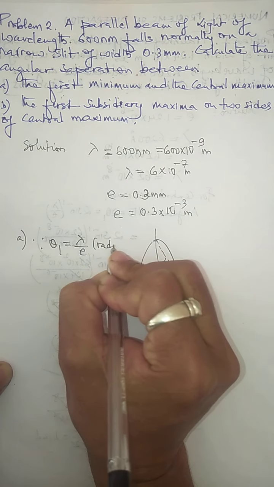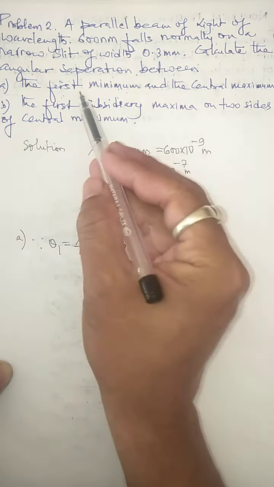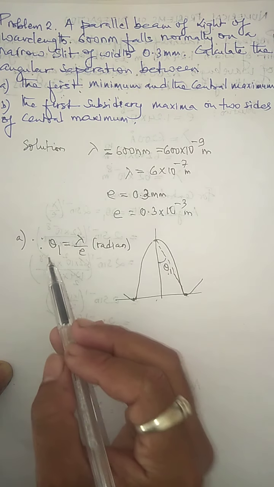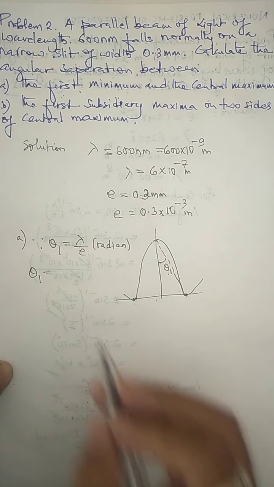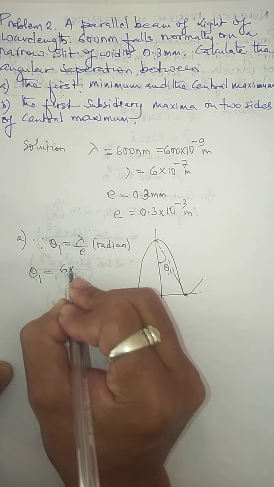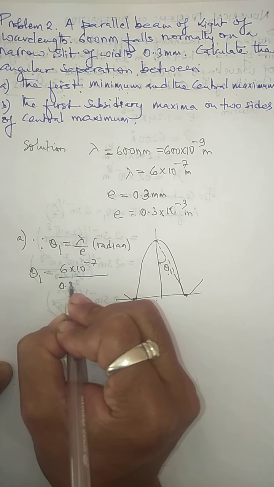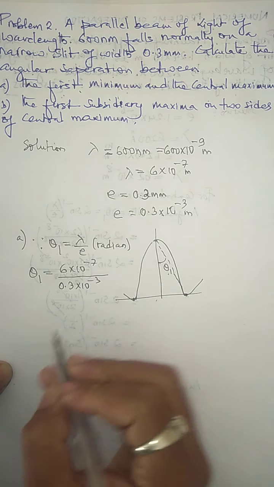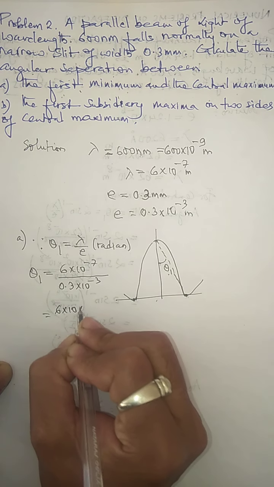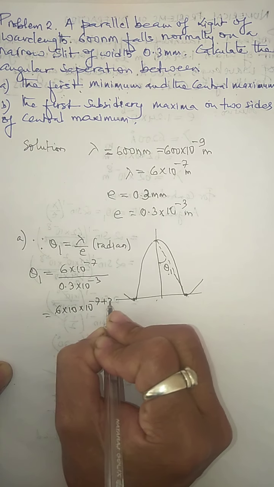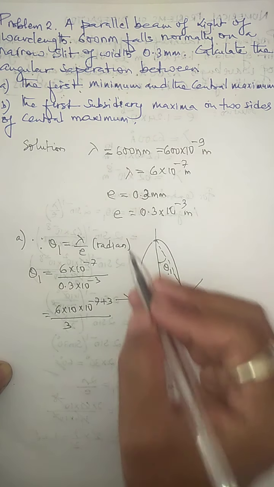So remember, when we calculate theta 1, the angular separation between the first minimum and center maximum, in radian, we use this formula: theta 1 equals lambda by e. Alright, so let's substitute the values. Lambda is 6 into 10 to the minus 7, by e, which is 0.3 into 10 to the power minus 3. Let me remove the decimal and write 6 into 10 to the power minus 7 plus 3, by 3.